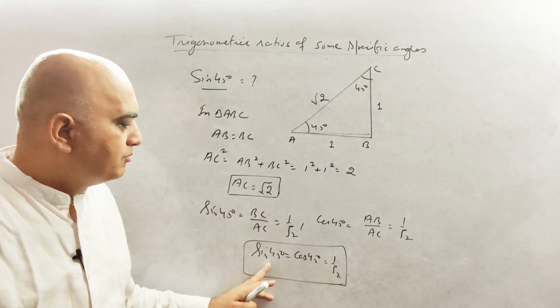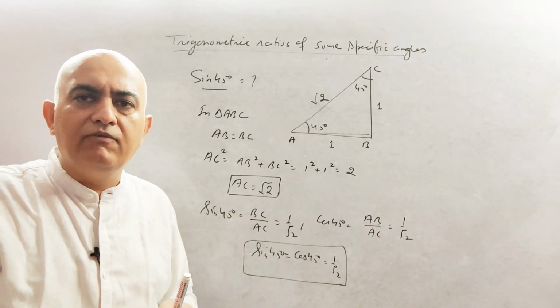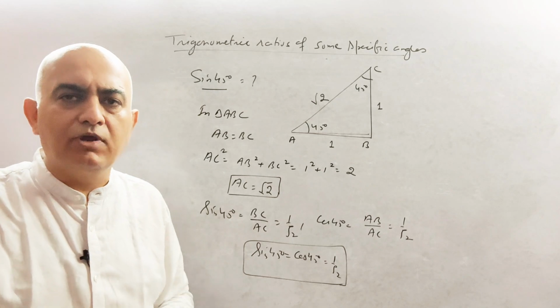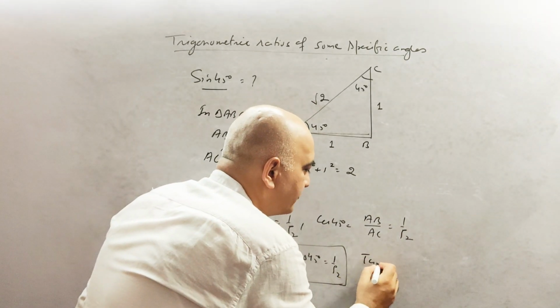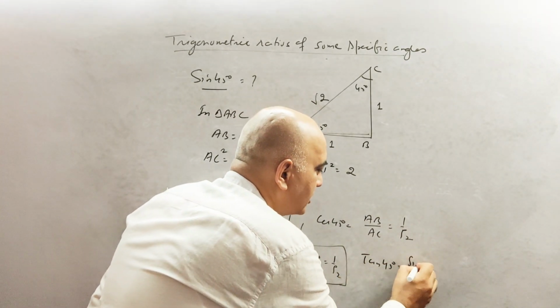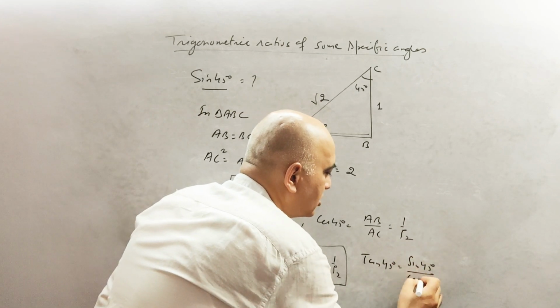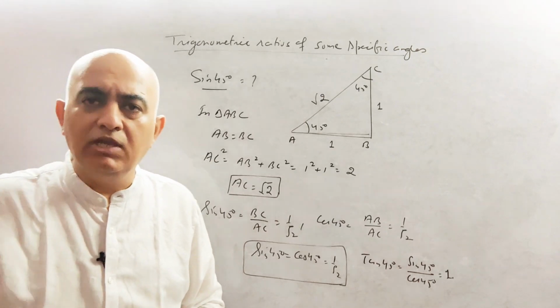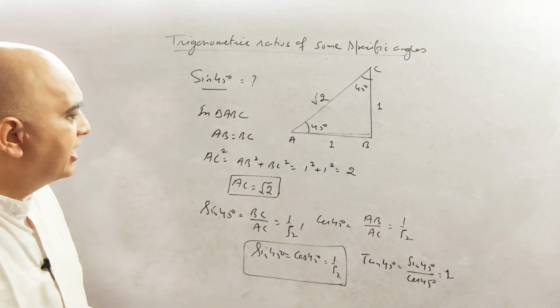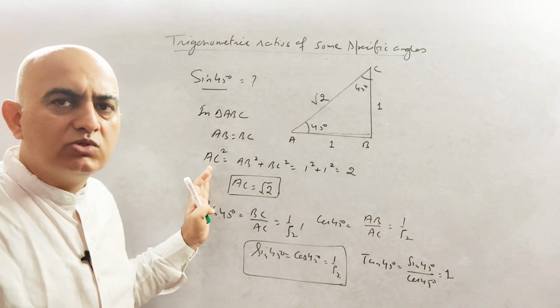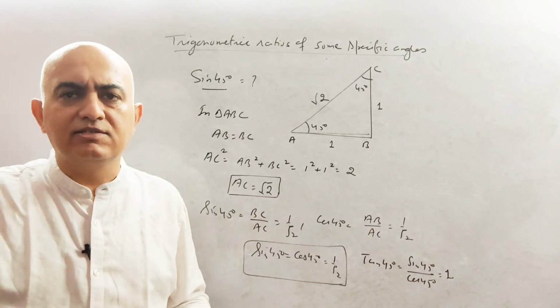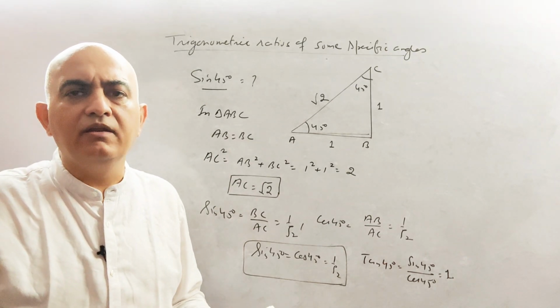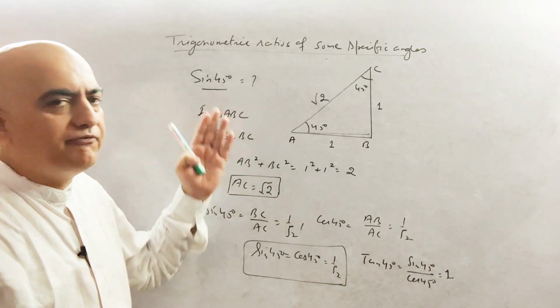Whenever you divide both the values, like sine 45 divided by cos 45, we obtain the value of tangent 45 also, that is sine 45 upon cos 45, that becomes 1. So tangent 45 will be 1. In this way, we can find out the values of trigonometric ratios with respect to the acute angles like 30 degree, 60 degree and 45 degree.